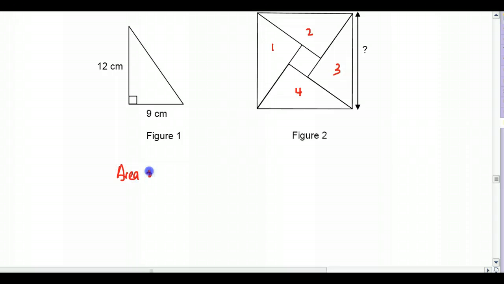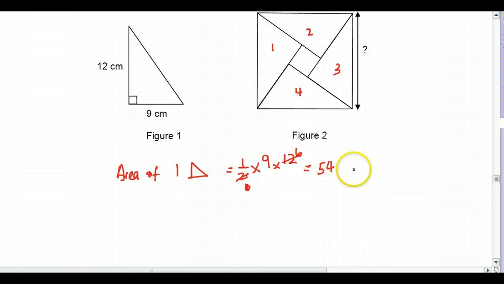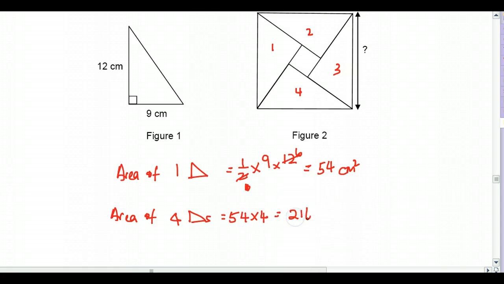So area of one triangle will be half times base, which is my 9, times height, which is my 12. Half times base times height. Sorry, this is 1 half, so 9 times 6 is 54 cm square. Okay, so I know this is 54, 54, 54, 54. So area of 4 triangles is 54 times 4, which is 216 cm square.